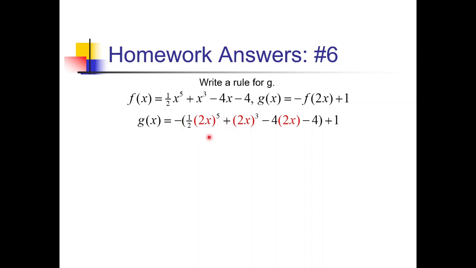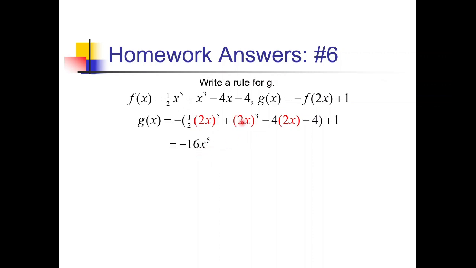So a lot of things happening here, a lot of moving parts. Let's start with this exponent. 2x to the fifth is 32x to the fifth. Half of that is 16x to the fifth, and then this negative gets distributed. So negative 16x to the fifth.